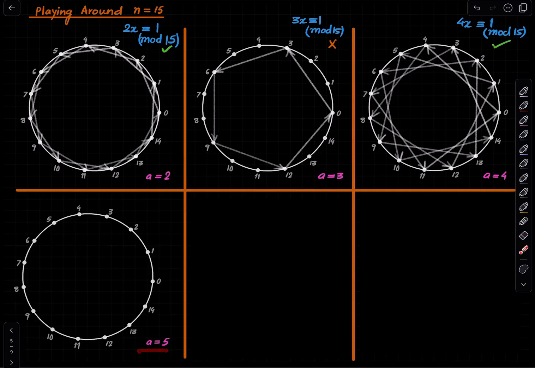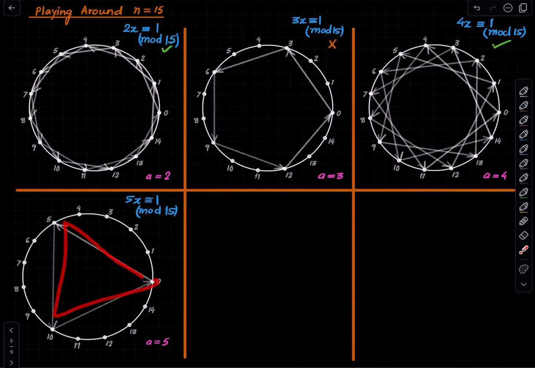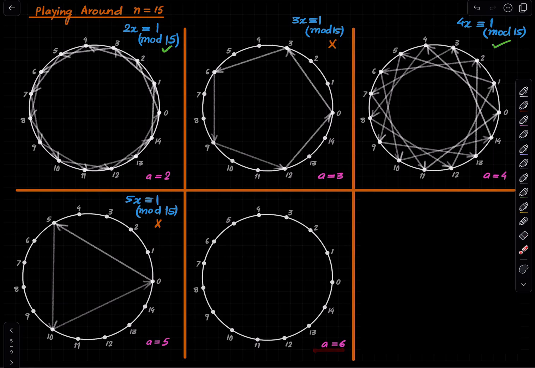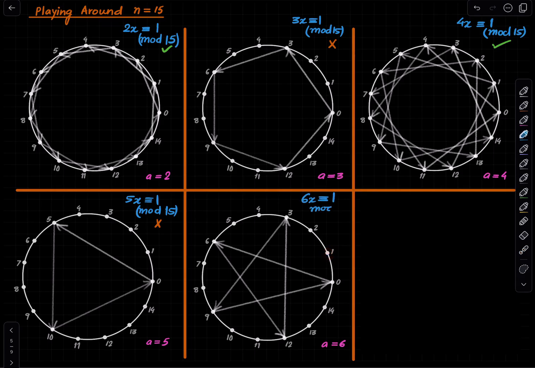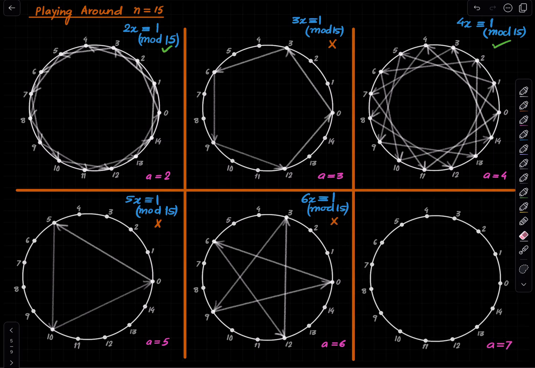This time a is equal to 5. Start at 5, keep adding 5. And very soon we are trapped in a 3 cycle, so there is no solution. This 3 cycle does not visit 1, no solution. A is equal to 6. Start at 6, keep adding 6. Trapped in a 5 cycle, which does not visit 1, no solution. Just last one, a is equal to 7.